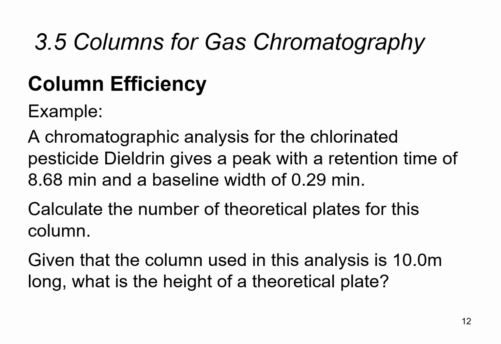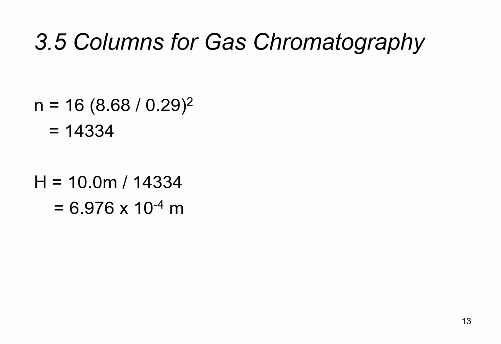As an example, we're told that we have a chromatography analysis of a pesticide, and it gives us a peak of 8.68 minutes retention time, and the width is 0.29 meters. Quite simply, we are asked to calculate the number of theoretical plates and also calculate the plate height. For the number of theoretical plates, we just put it into the formula. So it's 16 times the retention time divided by the peak width, and then the whole term squared.